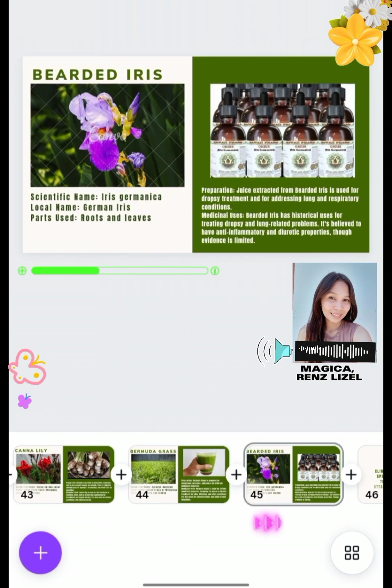And the last example for the rhizomes is the bearded iris. Its scientific name is Iris germanica. The local name is German iris. The parts used are the roots and leaves. For its preparation, the juice is extracted from bearded iris and used for dropsy treatment and for addressing lung and respiratory conditions. It is believed to have anti-inflammatory and diuretic properties.